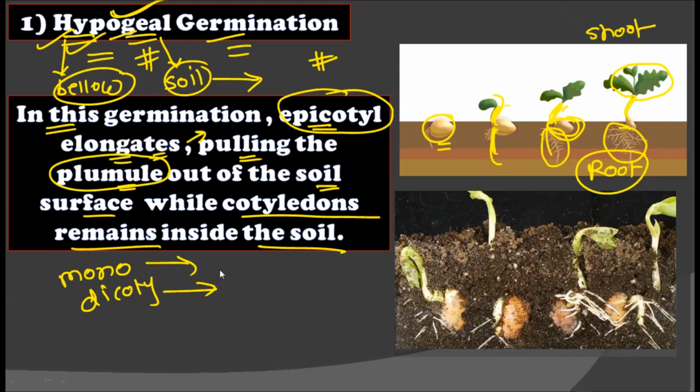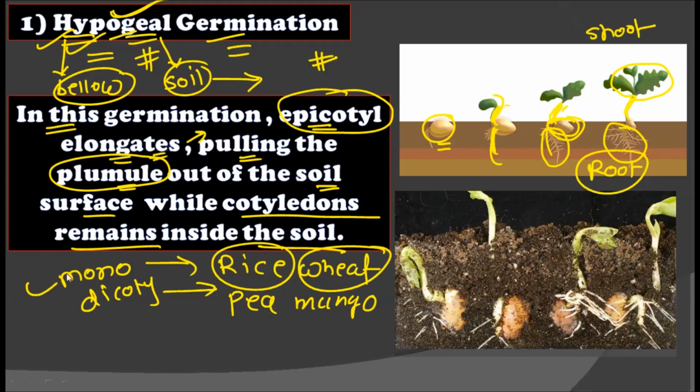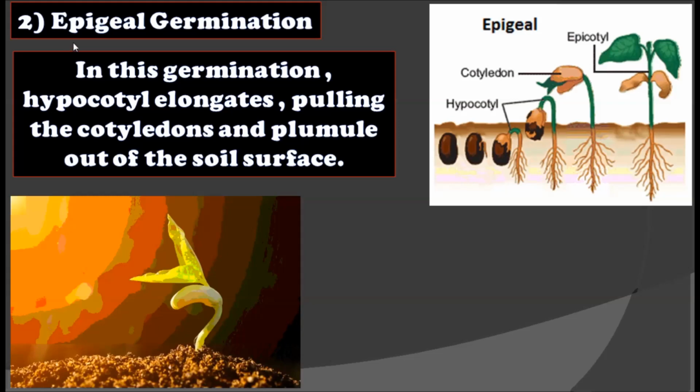In the monocot, we have the examples of rice, wheat, etc., while in a dicot, we have the examples of pea, mango, etc. So the hypogeal germination occurs both in monocotyledons as well as in dicotyledons. The examples for the monocotyledon are rice and wheat, while the examples for the dicotyledon are pea and mango. All right. Now let us consider the second type of seed germination, that is the epigeal germination.